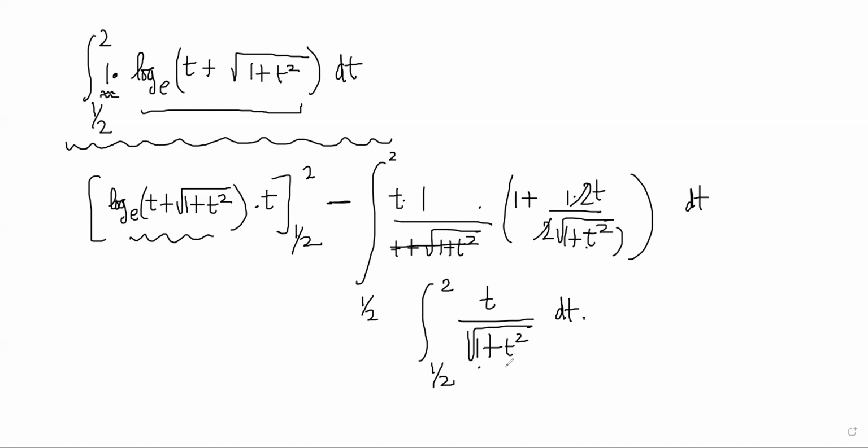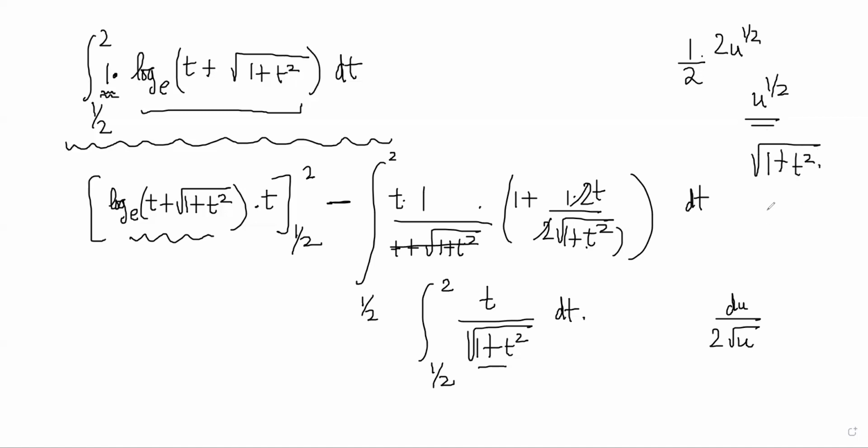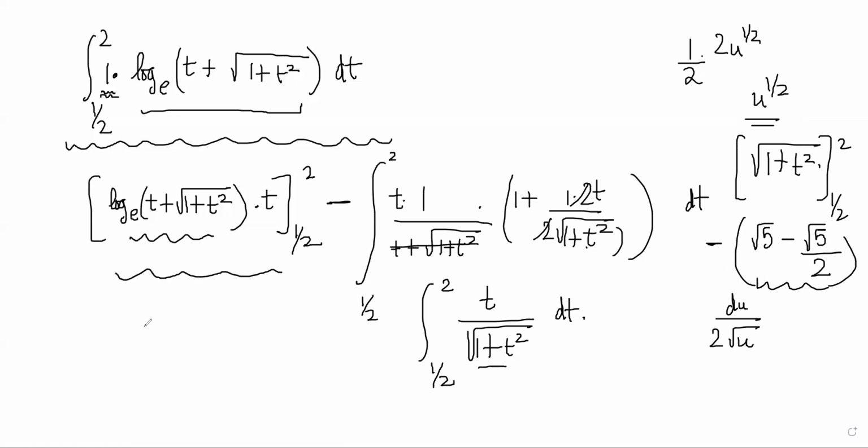Now that is easy if you take 1 plus t square as u or something, right? Yes, sir. You will get du by 2 root u. You will get 1 by 2 u power minus half. So integration is u power plus half by half. So it is u power half, and u power half, u was this 1 plus t square. So it is root over 1 plus t square, right? Sir. And evaluated from half to 2, you will get root 5 minus 1 plus 1 by 4, root 5 by 2. This is coming out like this here, which is subtracted from the first thing, right? Correct?